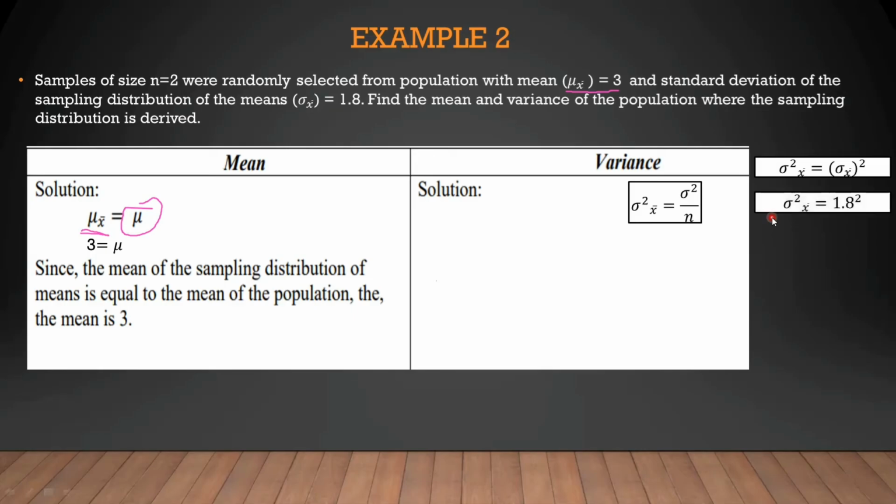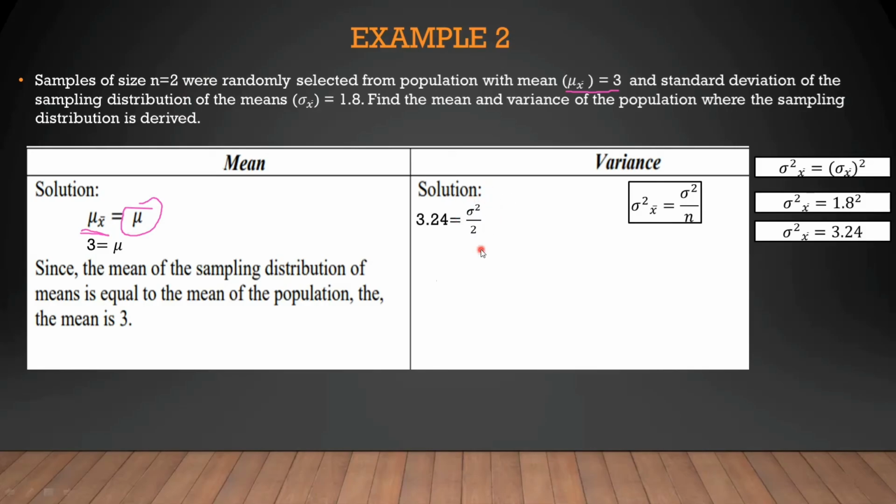1.8 squared. So, 1.8 nakuha natin sa standard deviation. Variance of the sample mean is equal to 1.8 squared and 1.8 times 1.8 is equal to 3.24. So the variance of the sample mean is equal to 3.24. Since meron na tayong variance of the sample mean, pwede na natin siyang i-substitute. Substitute natin yung variance of the sample mean and the n, the sample size. So 3.24 is equal to the variance of the population over 2.